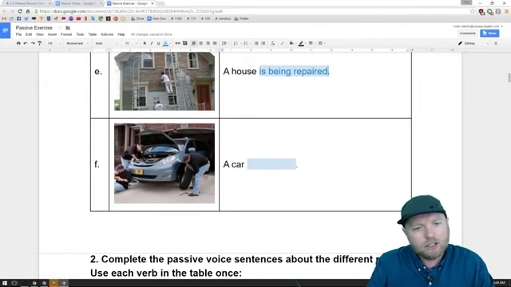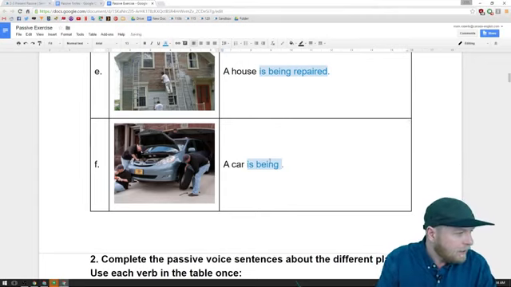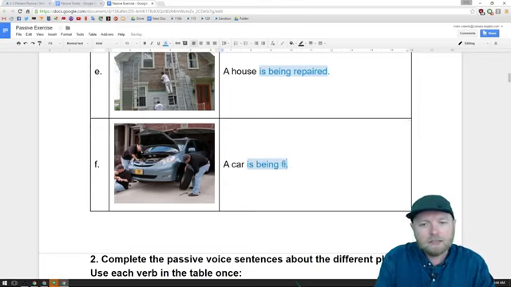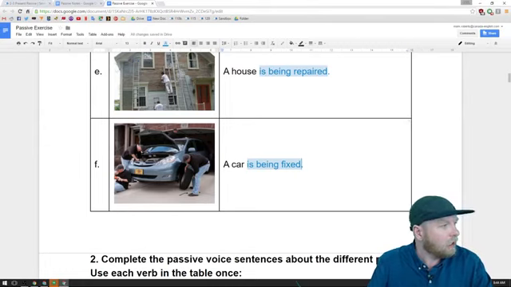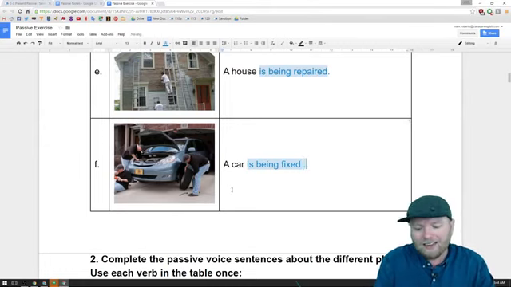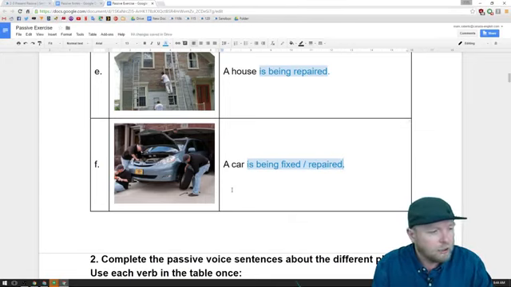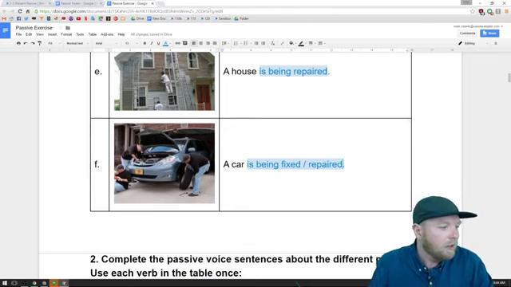Last one. What are they doing? What is this guy doing? All right. Well, a car is being. What did you guys write here? A car is being fixed. Fixed. Right? Good job, Daniel. A car is being fixed. Kayo, a car is being fixed. And guys, students always ask me, what's the difference fix and repair? They're the same. They're totally the same, okay? So don't worry about that.